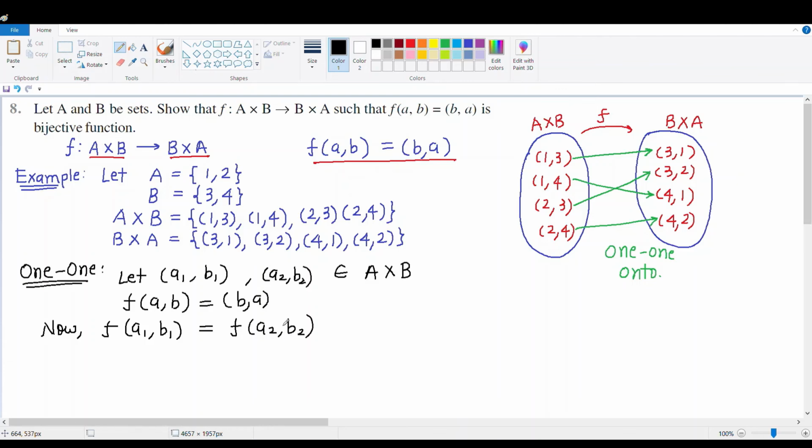Now what does the function machine say? That if you have (a, b), it becomes (b, a). So f of (a1, b1) is going to become what? (b1, a1) is going to get flipped, right? And this is going to become (b2, a2).